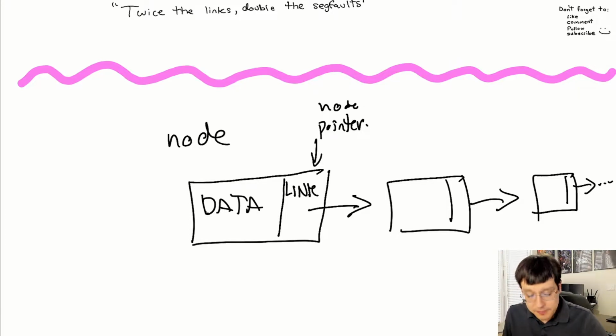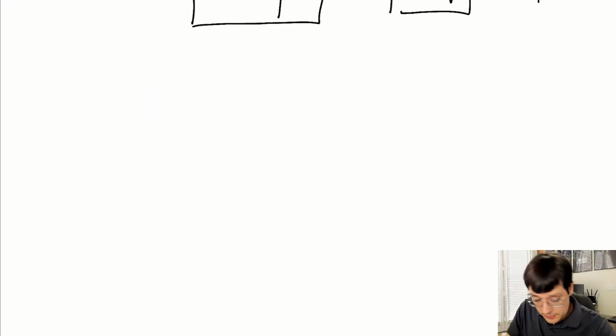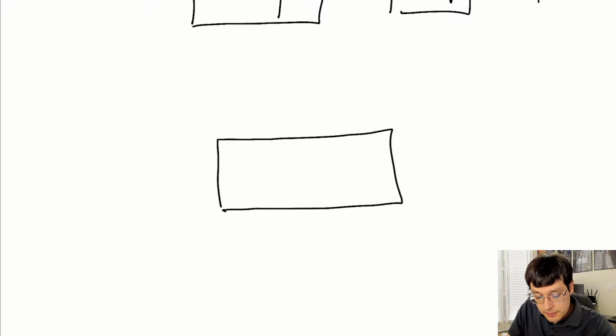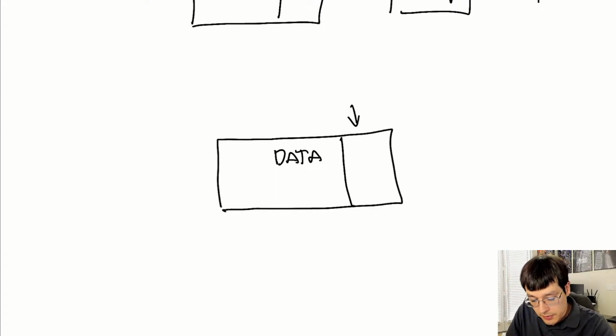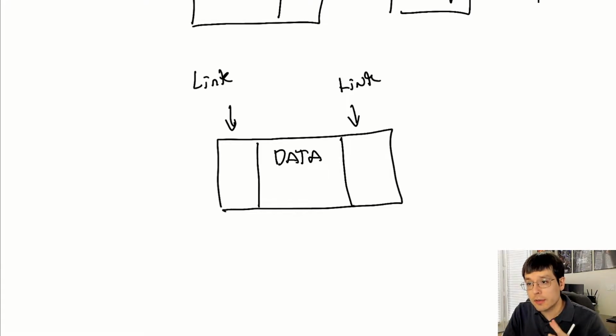So yeah, that's basically what a doubly linked list is. It's going to be a node that contains not just the data component and your link component here, but also another link component on this side. So two links, one data.